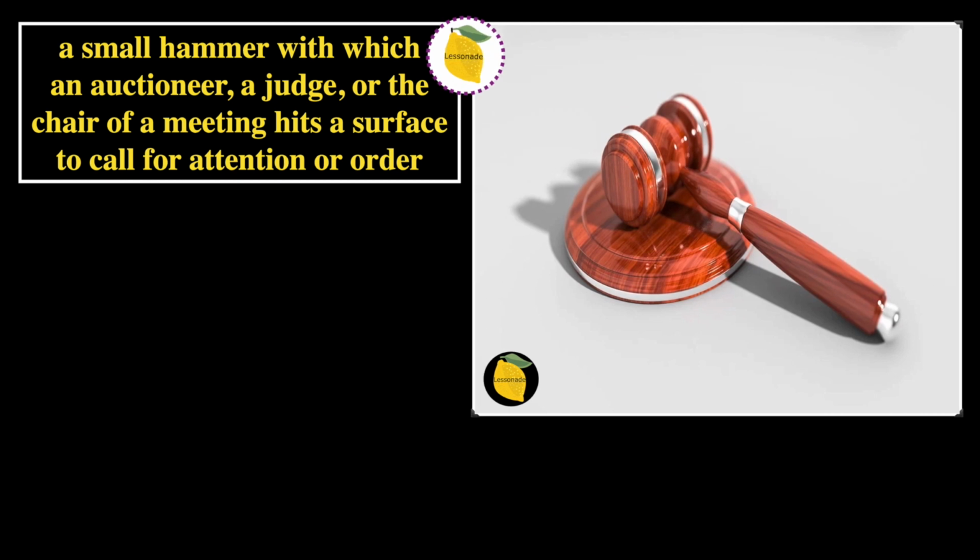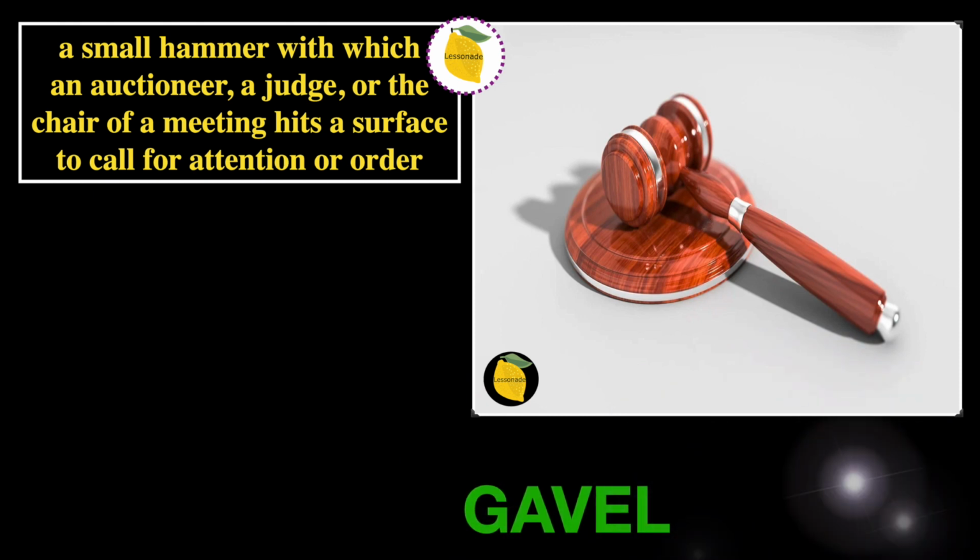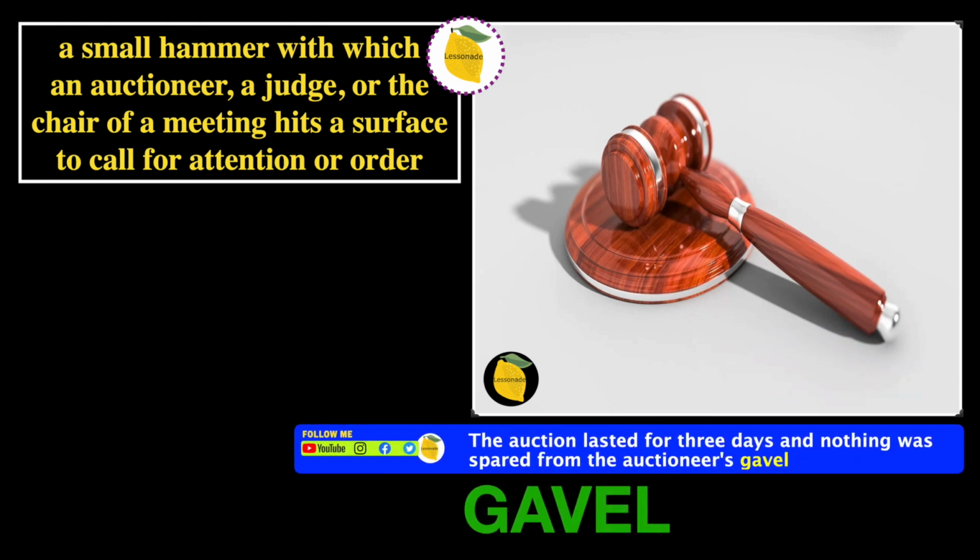A small hammer with which an auctioneer, a judge, or the chair of a meeting hits a surface to call for attention or order. And in this picture we can see a small hammer with a surface which is used by an auctioneer, a judge, or the chair of a meeting to call for attention. And therefore the word will be gavel. And the sentence for this word is, the auction lasted for 3 days and nothing was spared from the auctioneer's gavel.